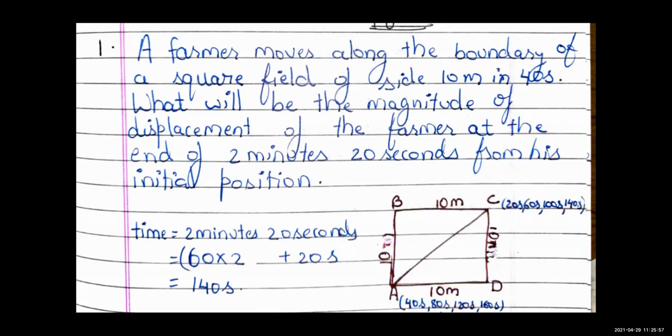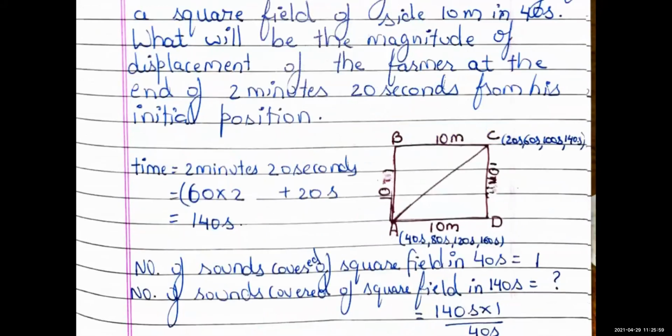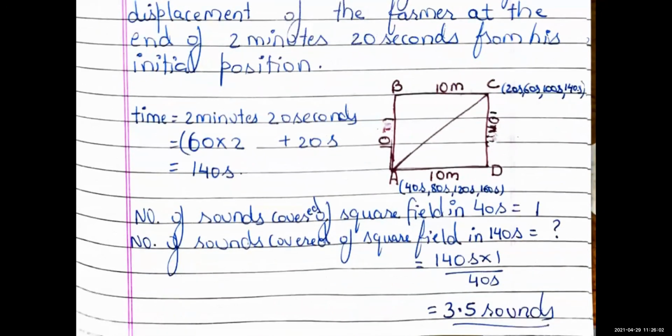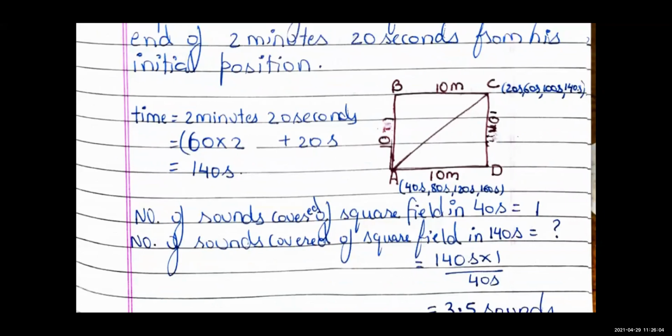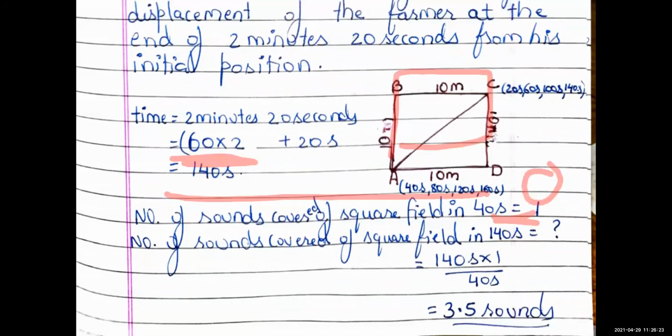See children, it's very easy. He is taking one round in 40 seconds. Then how many rounds will he cover in 140 seconds? Simple cross multiplication: 140 into 1 upon 40. If you divide, you will get 3.5 rounds.